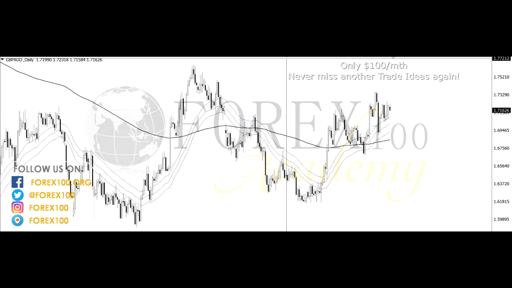Today for trade ideas, we are looking at Pound Australian. On the daily chart, what we can see is that the market is kind of consolidating. Until this part, it got a bit messy. Market went up and came back down.